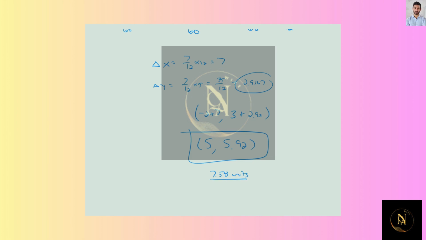So she traveled about 7.58 units in 35 minutes, and her location is at about (5, 5.92).